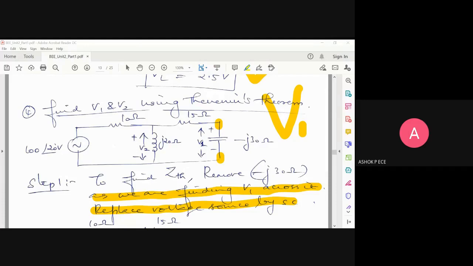If anybody is having doubt, please ask. Sir, for the AC voltage source, we have to consider RMS voltage, sir. As of now, have it as it is. Have it as this 100 angle 20. So don't change anything. We'll see when need arises. For step one, it is not required. So don't bother much about that.